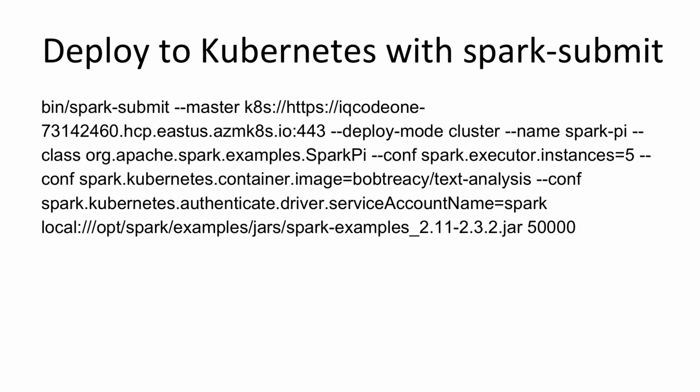In this case, we're kicking off 5 instances. The image is a Docker image that I built to run specific things. Add some things for the Spark analysis. Setting up a service account, named spark, and then the jars that the application runs from, and a parameter to the spark-py program.